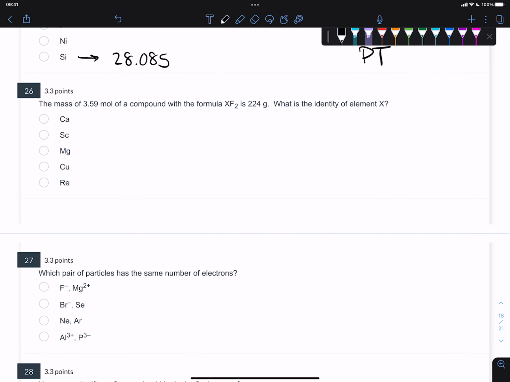This one says the mass of 3.59 moles of a compound with the formula XF2 is 224 grams. What is the identity of the element X?